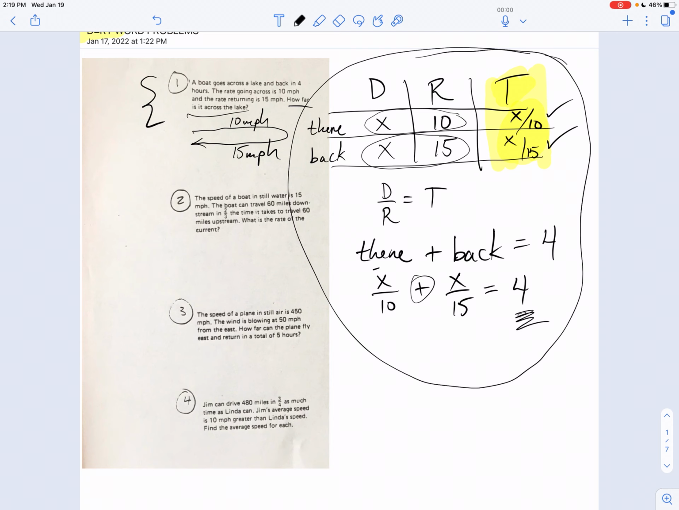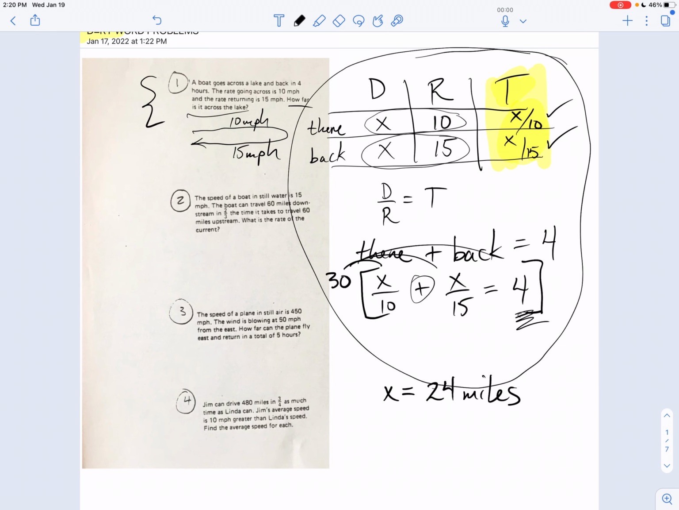Anyway, here we go. If I were to solve this, it's a rational equation. Hey, that's the unit we're in. We're talking about rational equations. So I would multiply everything here by 30 because I want to bust the fraction out. I did not show all of my steps here, but if I solve it correctly, I get x equals 24 miles. So the distance across this lake is 24 miles. Okay, we're going to go on to problem 2.